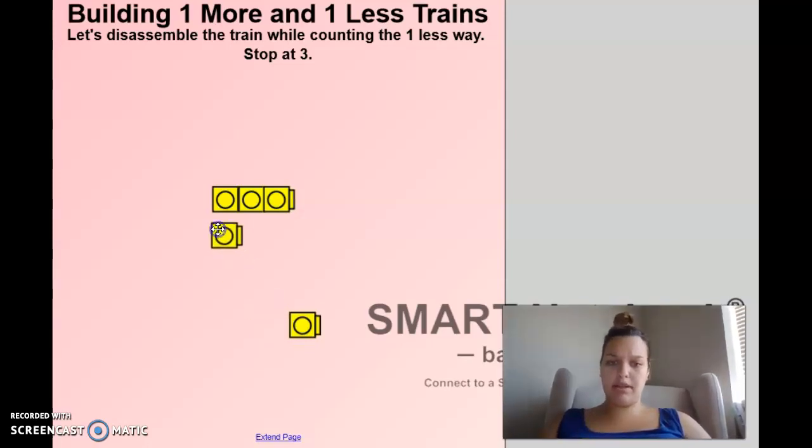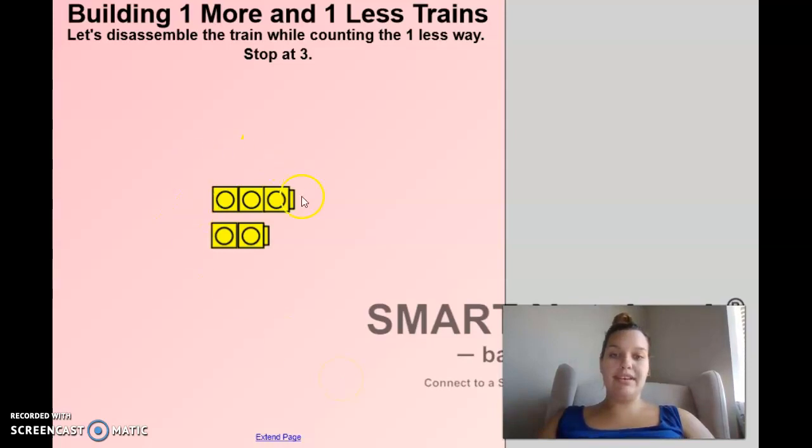Now look at my two trains. Here, I'm going to put this here. Which one has more cubes? Very good. The top train. So which one is longer? Very good. The top train is longer than the 2-cube train.